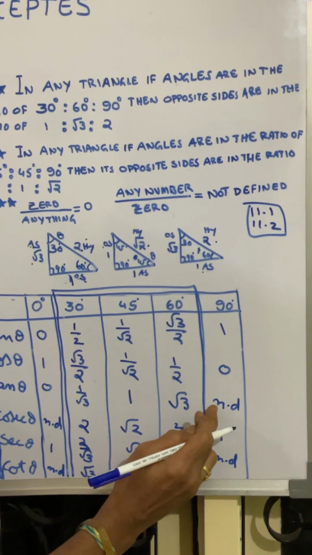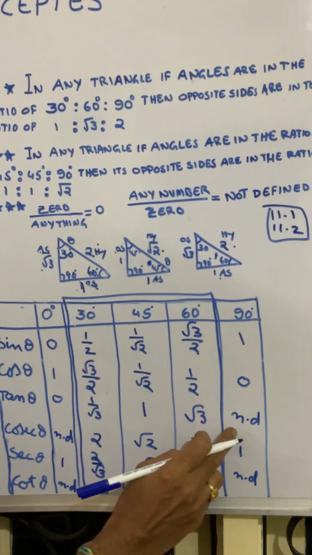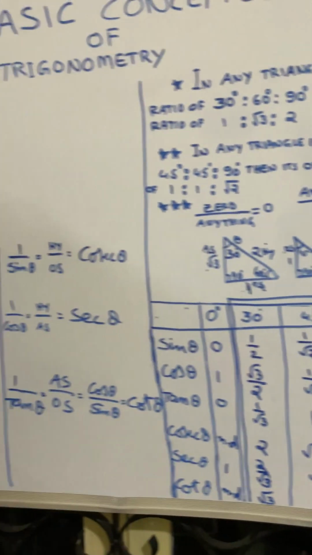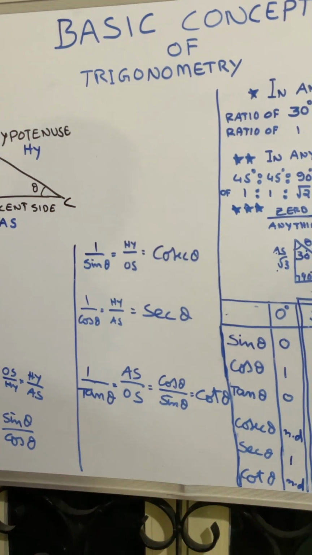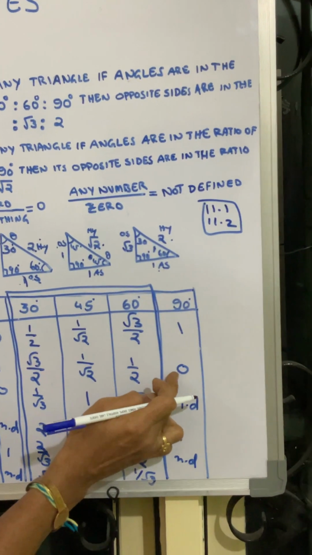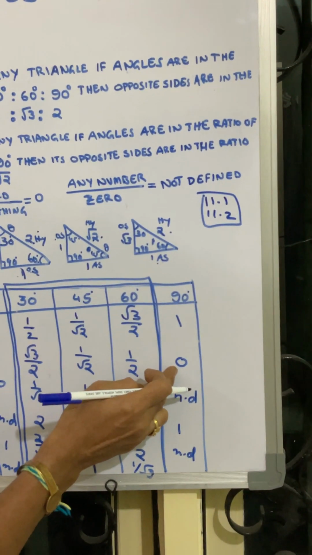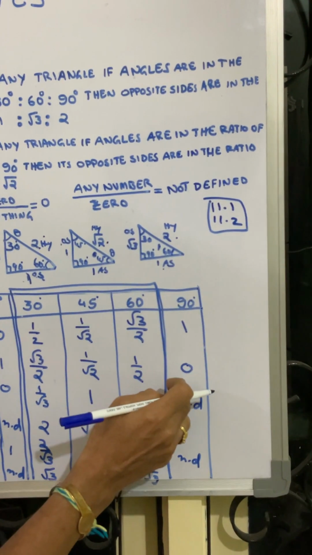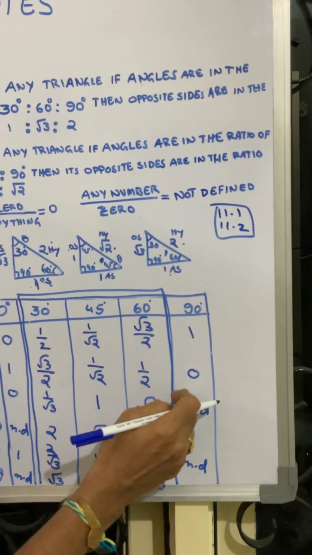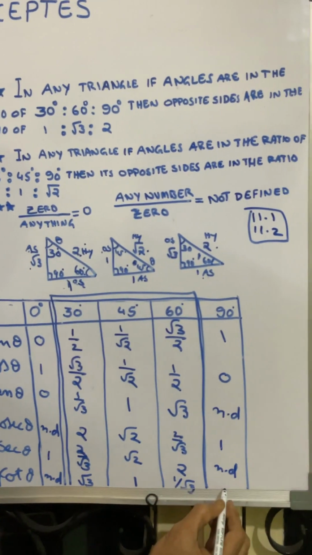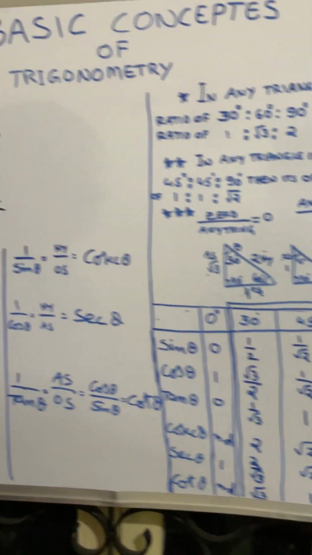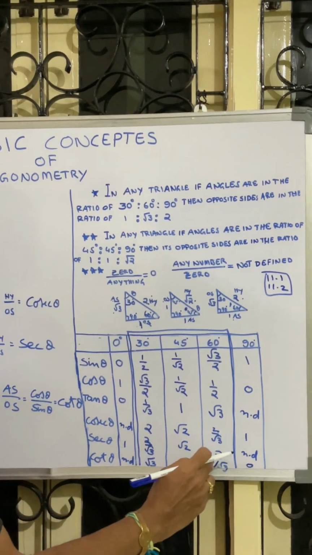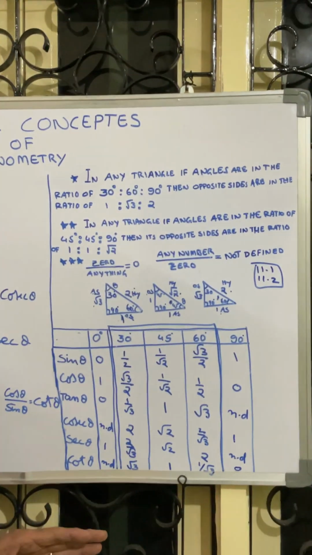Here, instead of taking 1 by not defined, we will take cos theta by sin theta. We already explained how it comes. So cos theta by sin theta: cos 90 degrees is equal to 0, sin 90 is equal to 1. So 0 by 1, 0 by anything is equal to 0. So this value becomes 0. Like this, we can get any value of this without any lapse of time.